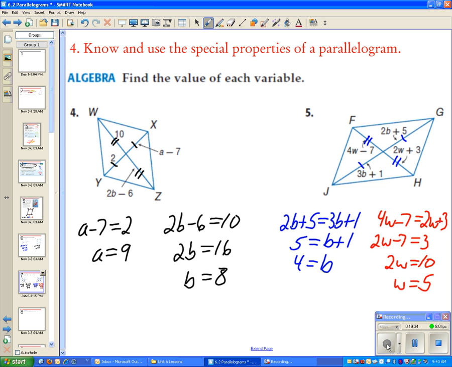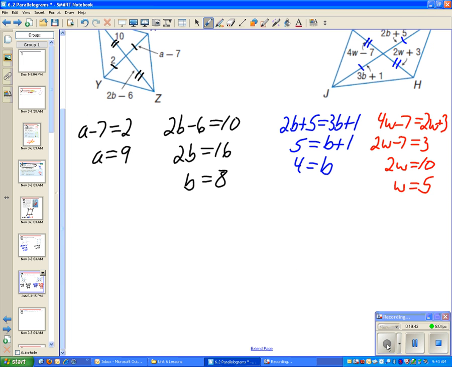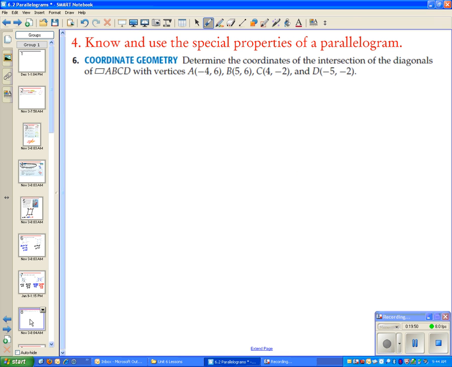And did you get what I got? I got B to equal 4 and W to equal 5. All right, any questions? All right, let's take a look at number 6. It says determine the coordinates of the intersection of the diagonals of parallelogram ABCD with vertices A, then B, then C, then D. Wow, the coordinates of the intersection of the diagonals.